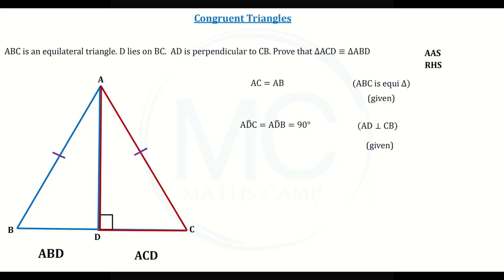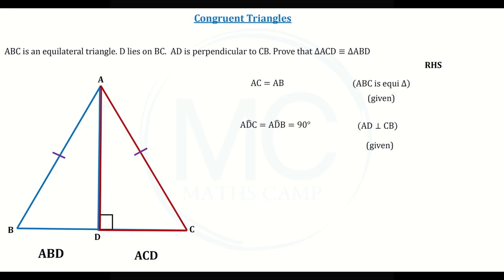And now we need to find one more angle or one more side, but we don't have enough information to find angle A, angle B, or angle C. So we cannot find another angle. So let's remove AAS from our list of possible reasons. This means we have to find another pair of sides. We don't have enough information about sides BD or DC, so we cannot use these. But we do have AD.